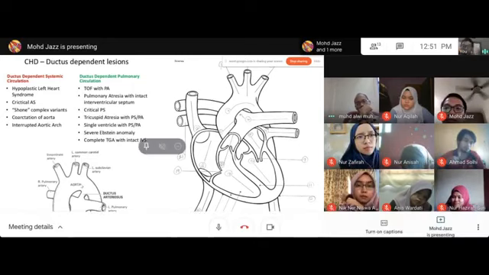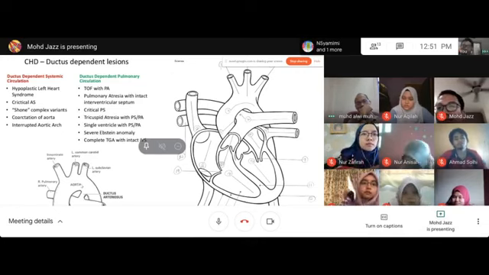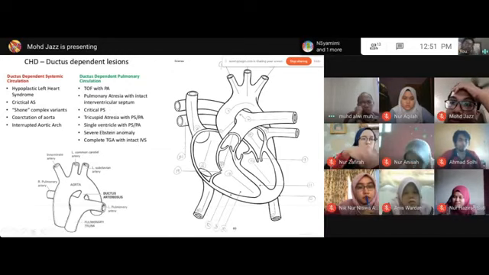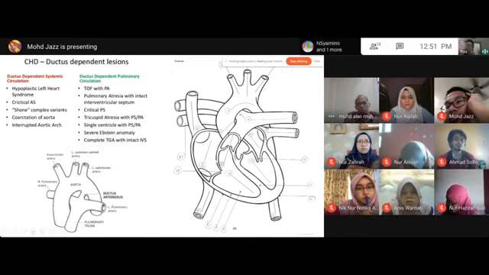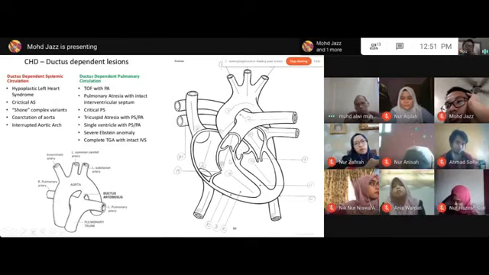Let's go into the ductus dependent pulmonary circulation. So TOF already covered, pulmonary atresia, pulmonary stenosis already covered. Let's talk about single ventricle. Single ventricle is one of the anomalies where there is a single ventricle only, as the name suggests. So both the right and left atrium will drain into a singular ventricle. It can either drain via a common atrioventricular valve, or it can drain by separate tricuspid and mitral valves into the single ventricle.